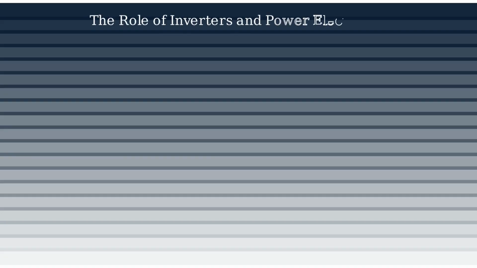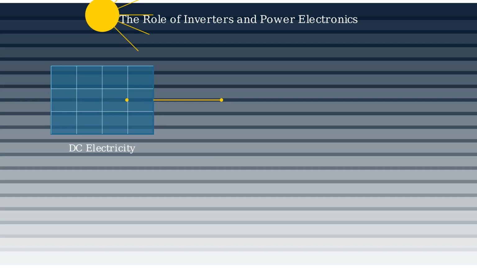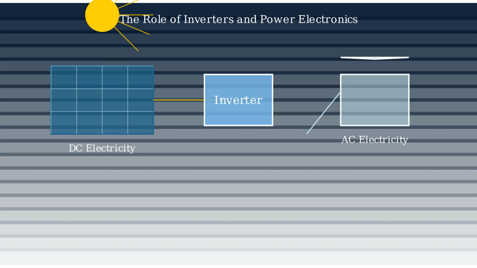Solar panels produce direct current, or DC, electricity, but most homes and the power grid use alternating current, or AC, electricity. Here we can see the flow of DC electricity from the solar panels. Home appliances and the power grid, however, require AC electricity. This is where inverters come in.